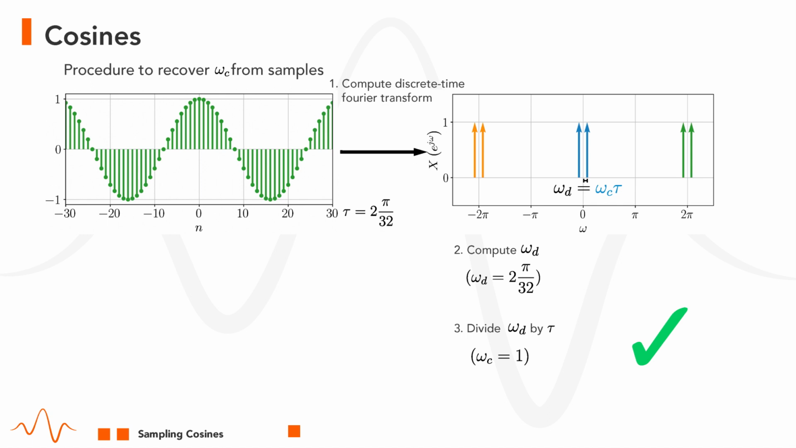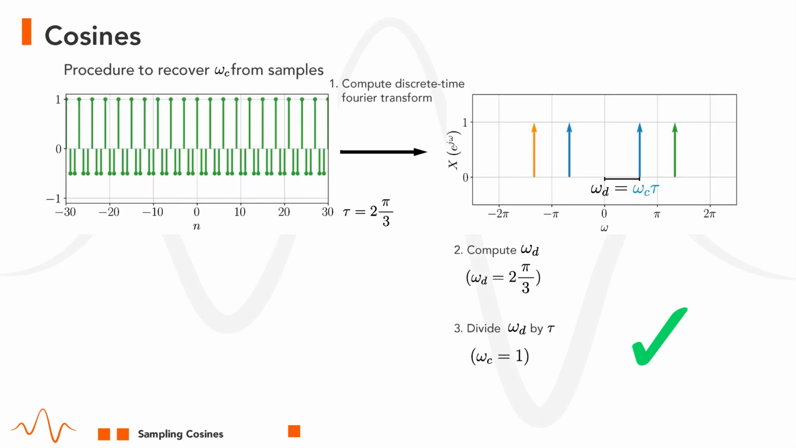For a small sampling period tau, say 2 pi over 32, or equivalently a large sampling frequency omega s, we can follow the following procedure to recover omega c. Given the samples that we obtain with sampling period 2 pi over 32, depicted here on the left hand side, we can compute the discrete time Fourier transform, and we expect that the diracs that we obtain in the interval from minus pi until pi are centered around tau times omega c. So if we compute the distance of these diracs to the origin, and we call it omega d, it suffices to divide omega d by tau, and we recover omega c.